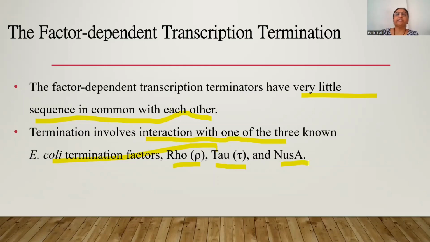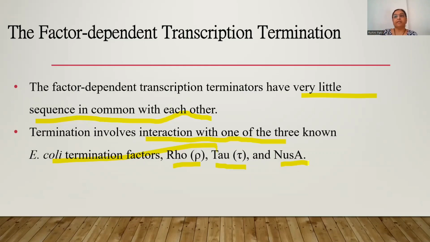When you look at these transcriptional termination factors, the rho factor, tau, or NusA, these factors utilize energy. When you look at rho dependent termination, rho is a helicase, and as it is a helicase, it is going to use ATP. That energy released by the hydrolysis of ATP is used for the termination of transcription. So the factor dependent transcription termination uses energy for the termination.